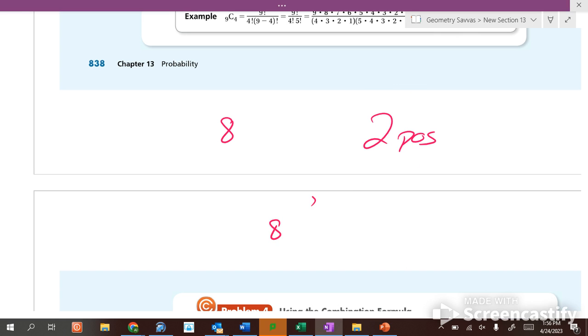So it's 8 combination 2. And I bet on your calculator you have an nCr too. Now, when it's a combination, it's a lot less possibilities. Okay? How many possibilities is 8C2? Just 28 possibilities. Go 8P2.